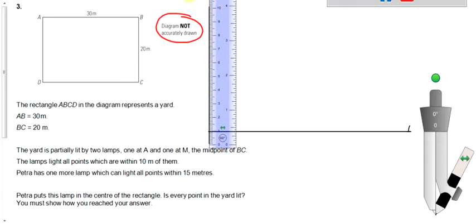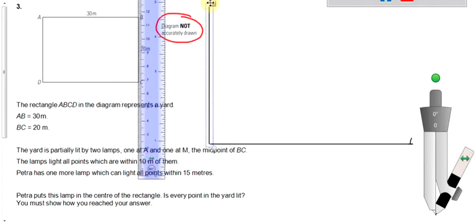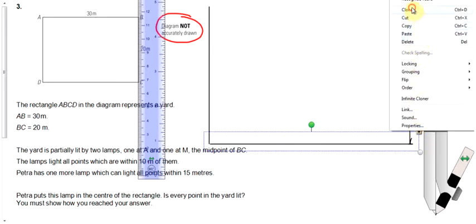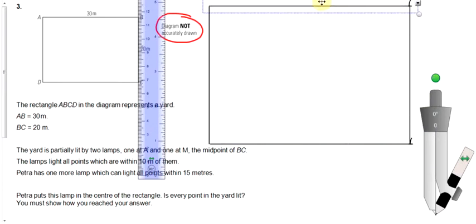There's the 10. This is a bit you can't do in your book. Let's move that down there. And then we'll clone that and stick it over here. And then we'll do the same to the bottom. Clone that and stick it on top. So there's our scale drawing of the yard.